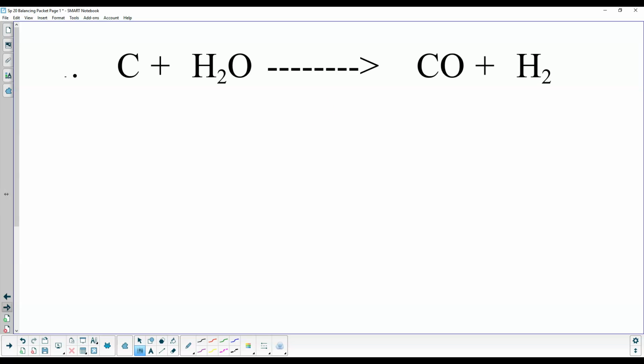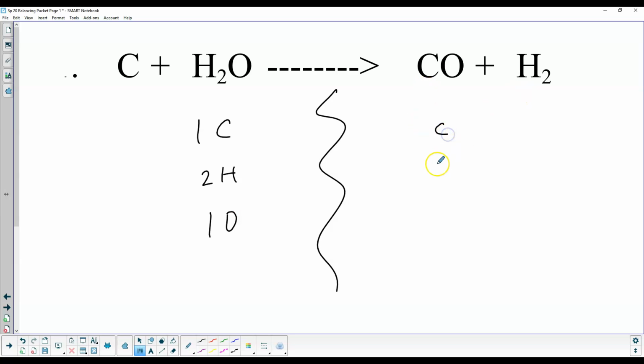Number 6, let's see. I guess it's not 6, but we have 1 carbon. Hydrogen, we have 2. Oxygen, we have 1. Over here, I have 1 carbon. I have 2 hydrogens, and I have 1 oxygen. Oh, this one's already balanced. That happens sometimes. That's not a bad thing.